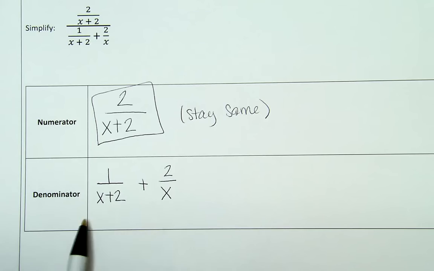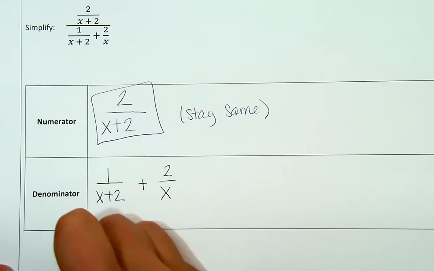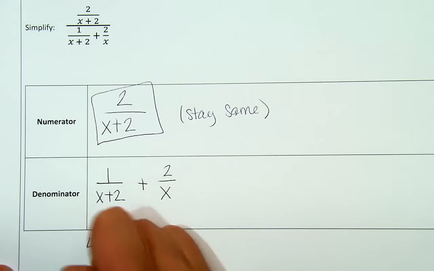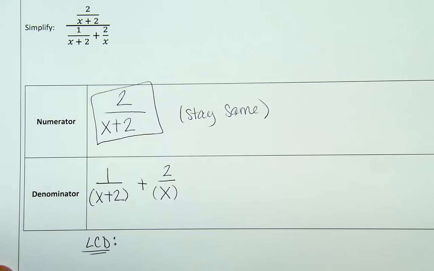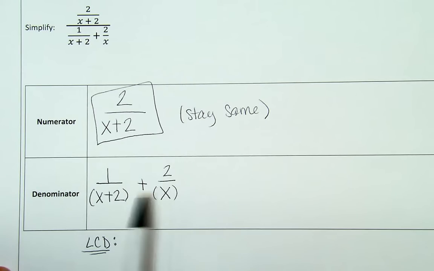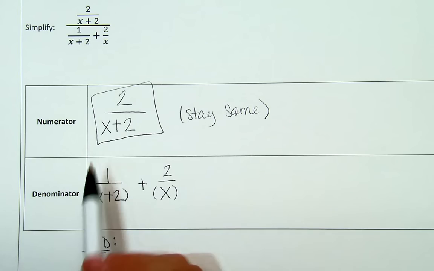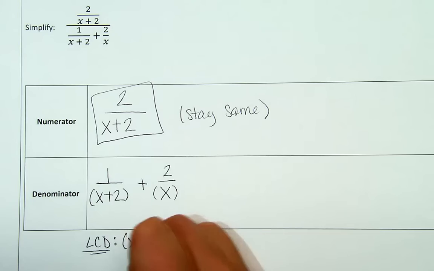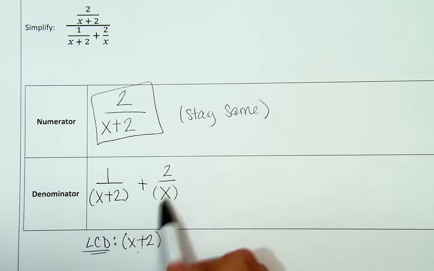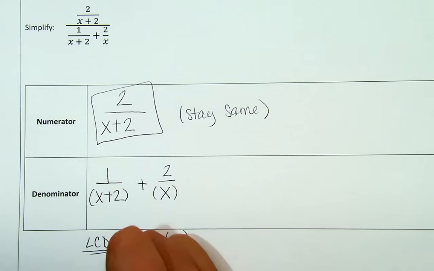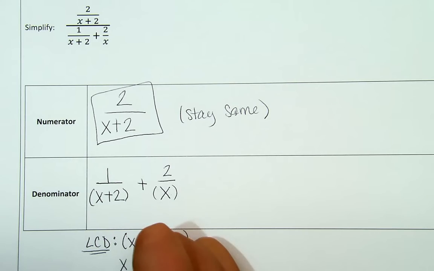Since they have different denominators, the first thing we have to do is find the least common denominator that is part of both of these fractions. Both of these denominators have to be present in your new denominator. Since x plus 2 needs to be part of your new denominator, x plus 2 is going to be part of it, as well as x. So we could rewrite this as x times x plus 2, and this is your new denominator.